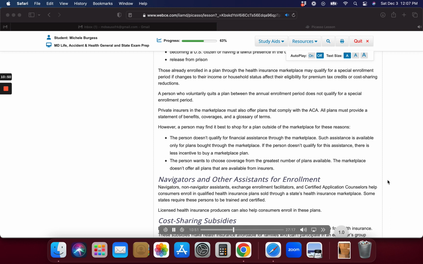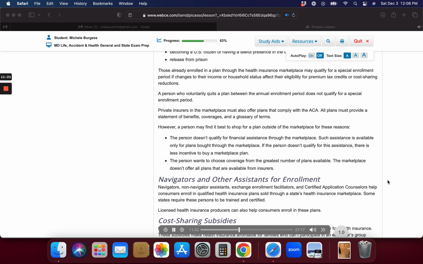However, a person may find it best to shop for a plan outside of the marketplace for these reasons. The person doesn't qualify for financial assistance through the marketplace. Such assistance is available only for plans bought through the marketplace. If the person doesn't qualify for this assistance, there is less incentive to buy a marketplace plan. The person wants to choose coverage from the greatest number of plans available. The marketplace doesn't offer all plans that are available from insurers.